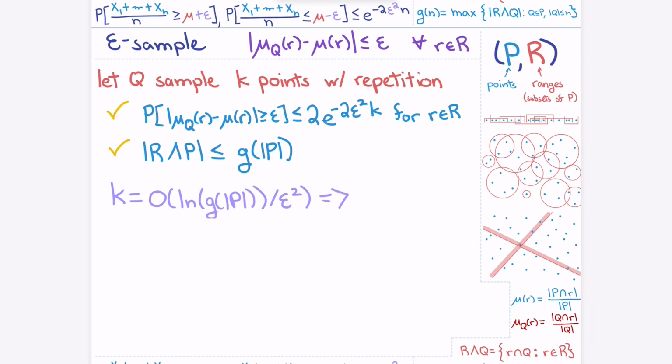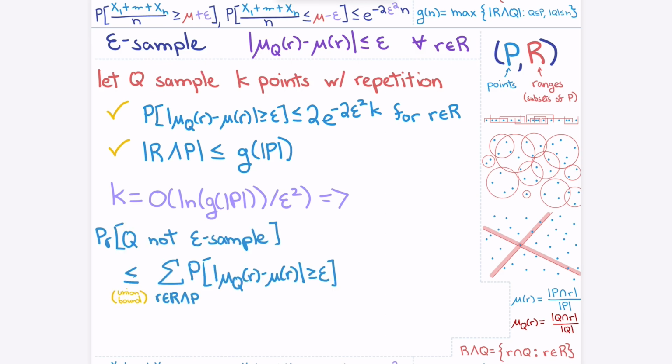That if you take k to be about a logarithm in the growth function, so how many ranges there could be as a function of the original point set, then it probably is not an epsilon sample. I'm just taking a union bound, right? This kind of thing. And then you can see that we've chosen k to kill off the g term.